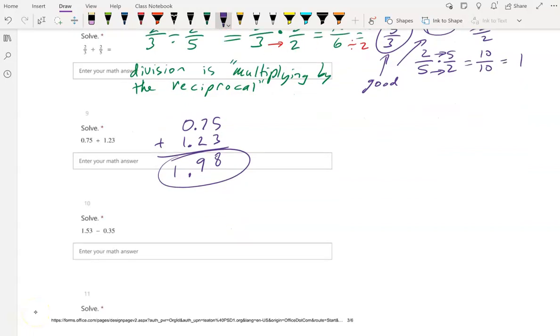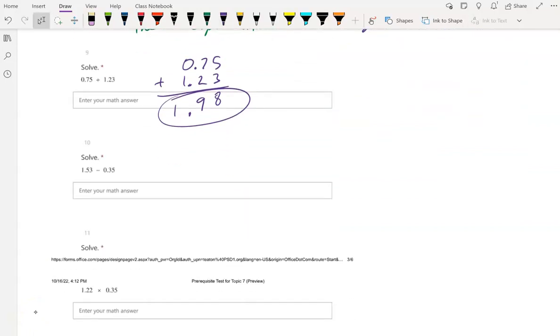Okay, well, now we are moving on to subtraction with decimals. Same thing. The big deal is you have to line up the decimals before you do anything. So 1.53, subtract 0.35. Now, 3 minus 5. I saw a lot of people say that that's 2. 3 minus 5 isn't 2. You can't subtract 5 from 3.